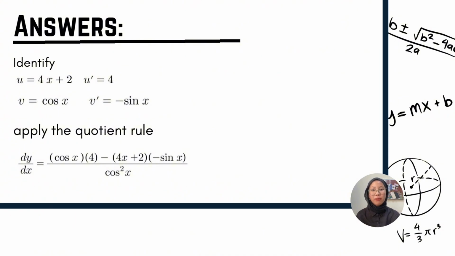So we have to apply the u prime, v prime in the quotient rule. So we have dy/dx equal to cos x multiplied by 4 minus (4x plus 2) multiplied by negative sin x, over cos squared x.